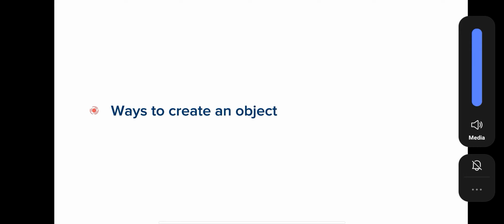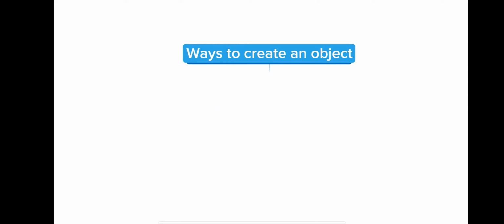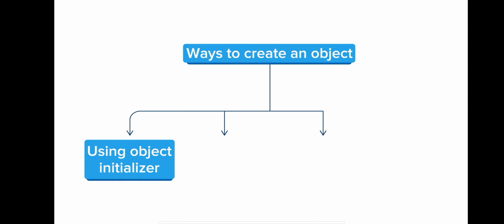After going through this video, you will be able to create an object using classes. So far, we have studied 3 different ways to create an object. The first way was using the object initializer, the second way was using the new object, and the third way was using the function constructor. In this video, we will look at the fourth way to create an object, and that is using classes.